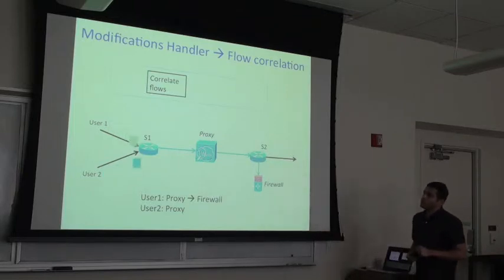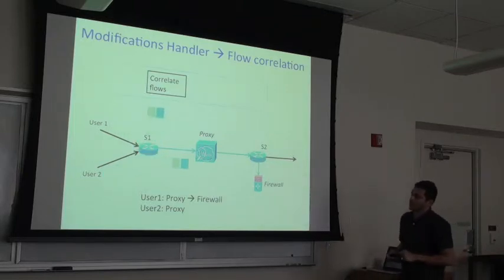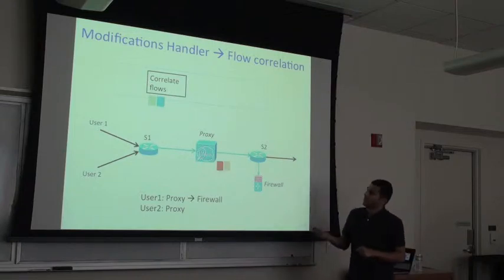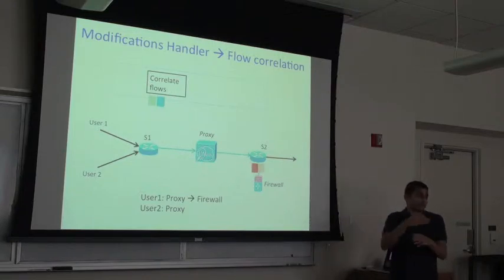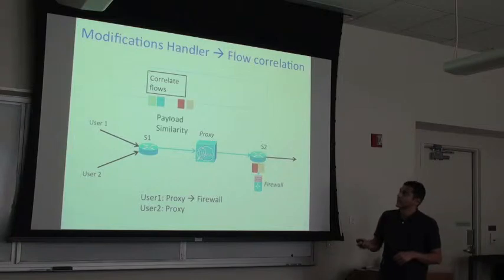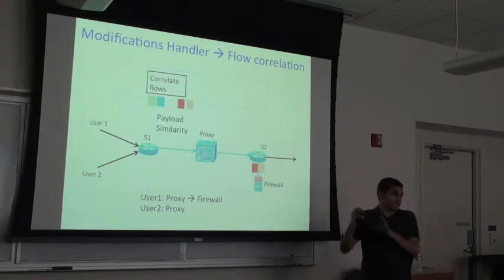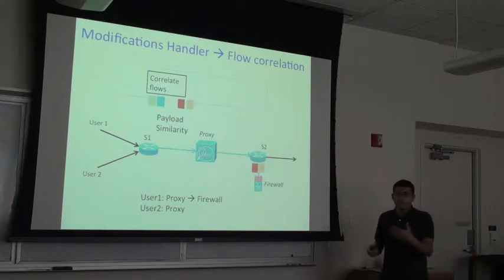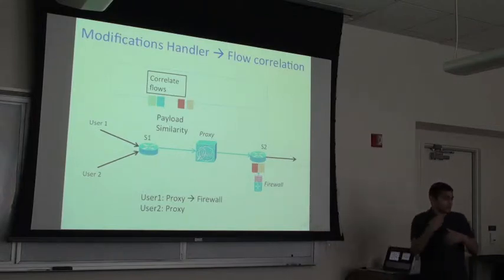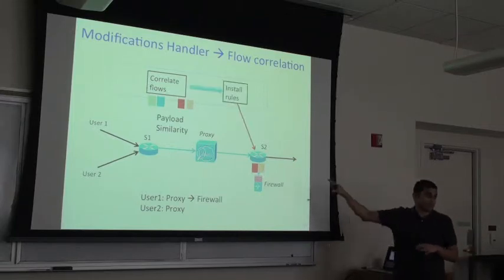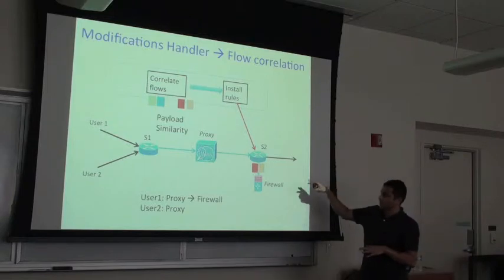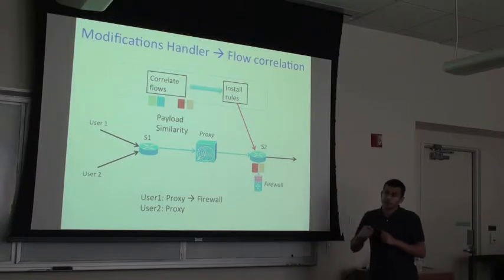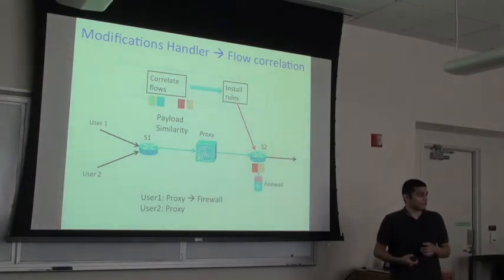What we really want to do is imagine packets coming into and out of the proxy, and we want to correlate the payloads of these flows. This is something we could do with the controller using some lightweight algorithms. And once the controller detects that, okay, green was really red and blue became orange using this payload similarity algorithm, it can set up the right set of rules, now microflow rules, at the switch S2 reactively to make sure that the policy is not being violated.